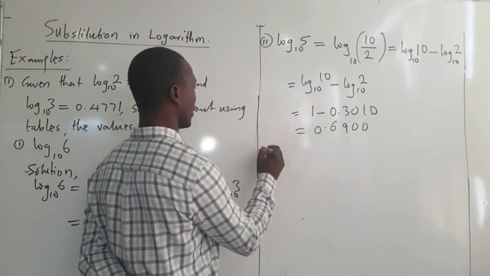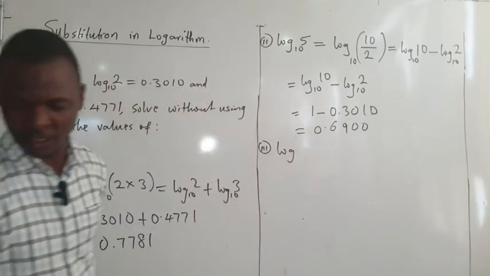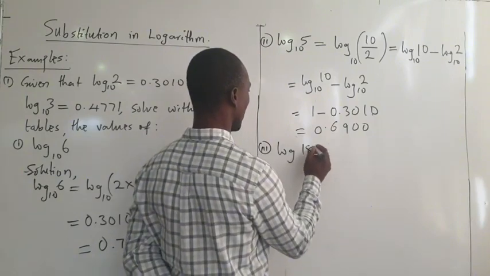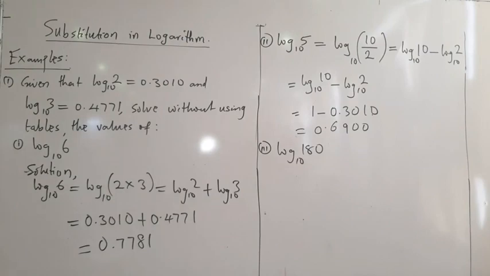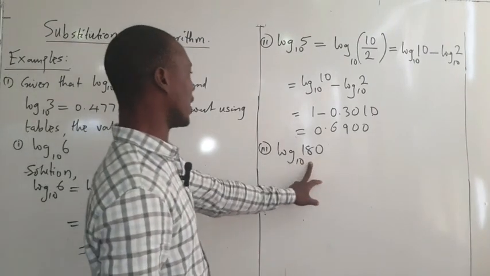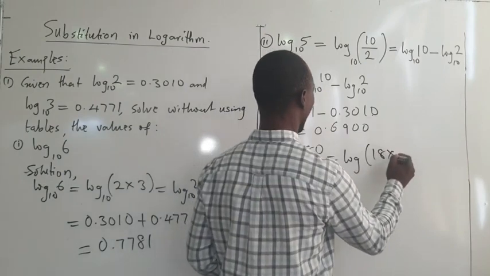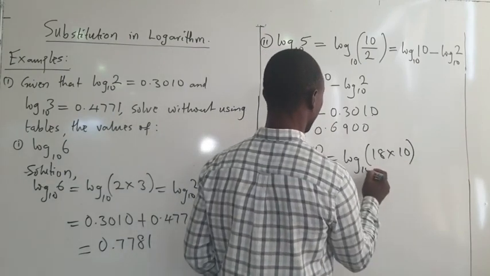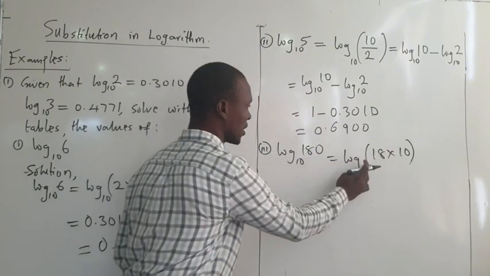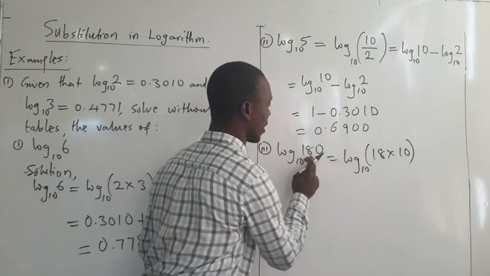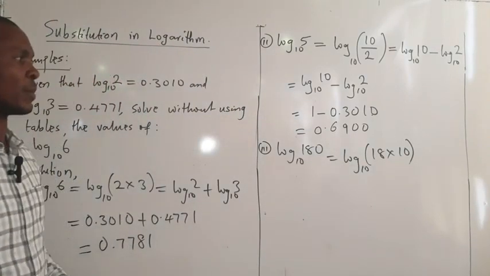And the question says find the value of log 180 base 10. So log 180 base 10 can be expressed as a product of two numbers, which is log of 18 multiplied by 10, base 10. 18 multiplied by 10 gives us 180. Then log 180 base 10 is the same thing as log of 18 times 10.